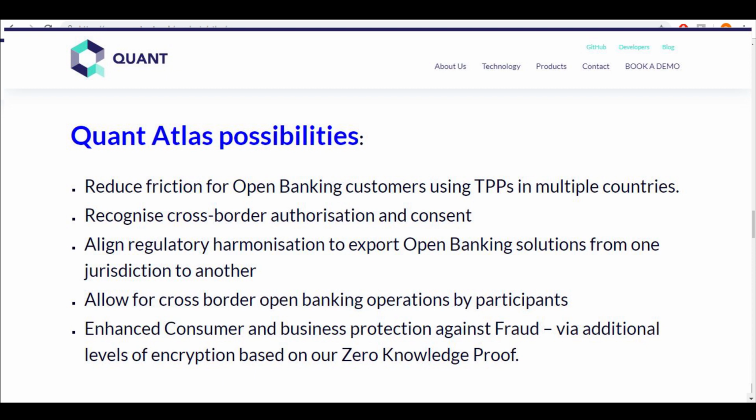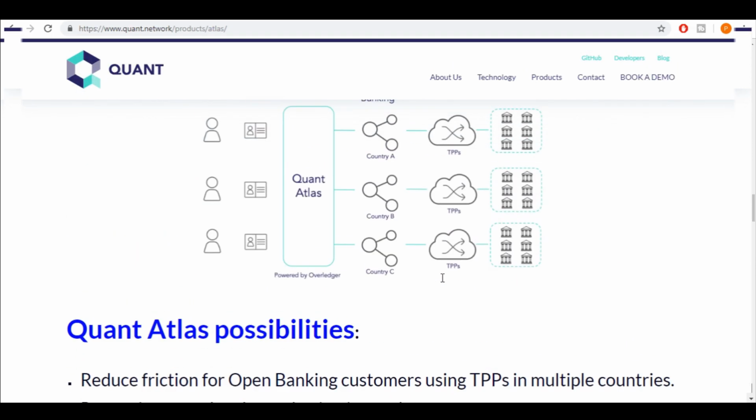And we also have many other opportunities that I think this will create, like recognized cross-border authorization and consent, aligned regulatory harmonization to export open banking solutions from one jurisdiction to another, allowing for cross-border open banking operations by participants, and enhanced consumer and business protection against fraud via additional levels of encryption based on zero-knowledge proof. So this is what I was talking about, like what they used to build Go Verify.